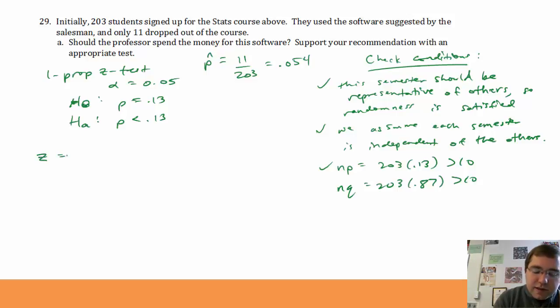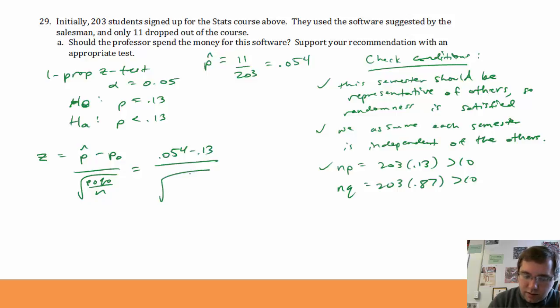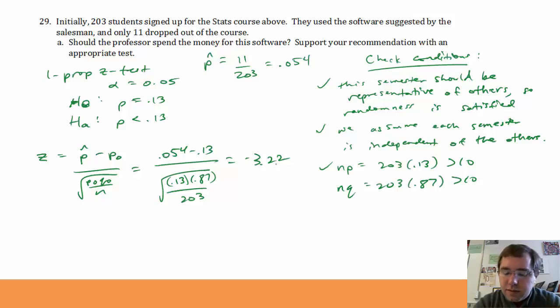We find our z statistic. We could do this on the calculator, or we can do it by hand. The formula for doing it by hand is p hat minus p naught over the square root of p naught q naught over n. So that would be 0.054 minus 0.13 over the square root of 0.13 times 0.87 over 203, which works out to be negative 3.22. Is it okay to get a negative? Absolutely. That means it's 3.22 standard deviations lower than p naught. That's good. We want to be low if we want to be lower than 13%.